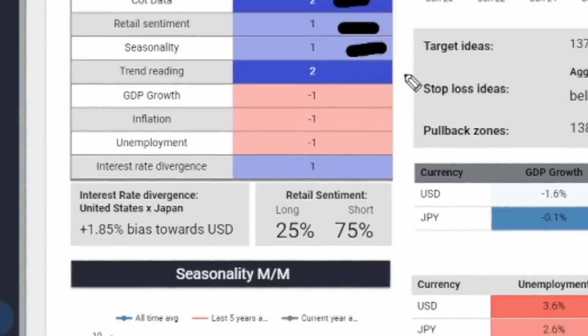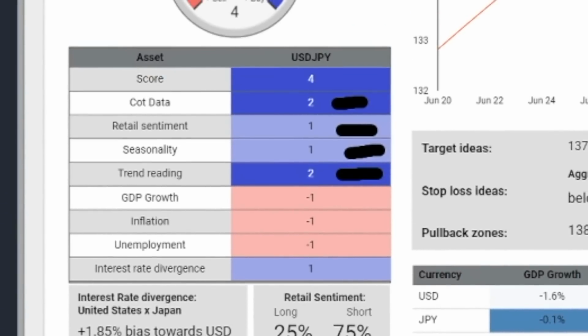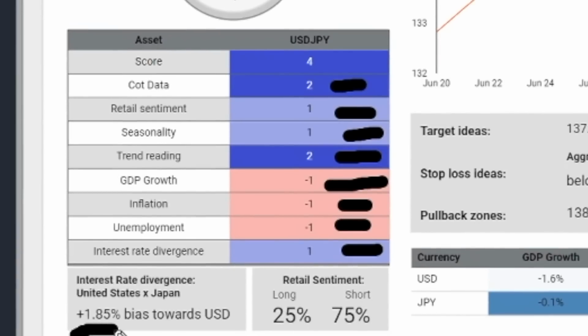That's a positive catalyst. Trend reading, we have a +2. The trend is very strong to the upside. And then some of the economic features are a little bit mixed. We have strong interest rate divergence, 1.8% bias towards buying the dollar. The dollar has a high interest rate. The yen offers a low interest rate. That means for foreign investment that people are going to be going towards buying the US dollar.